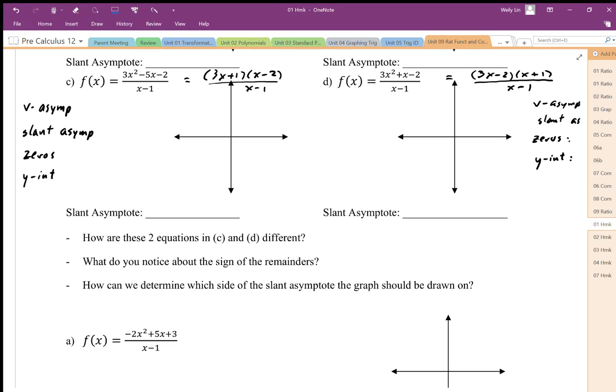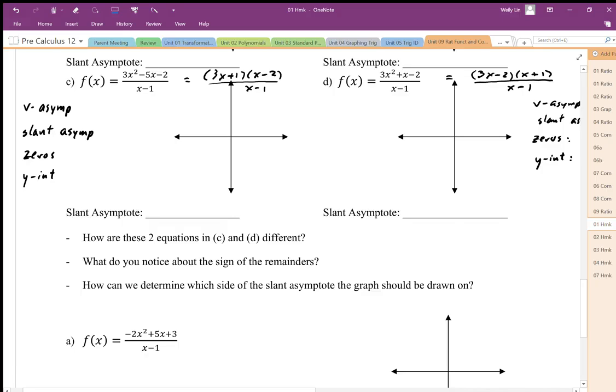Question number 2C, we're given the rational expression (3x squared minus 5x minus 2) divided by (x minus 1). So we have a quadratic function in the numerator, a linear function in the denominator. That means that we're going to have a slant asymptote. When the degree in the numerator is 1 higher than the denominator, the asymptote is a slant asymptote.